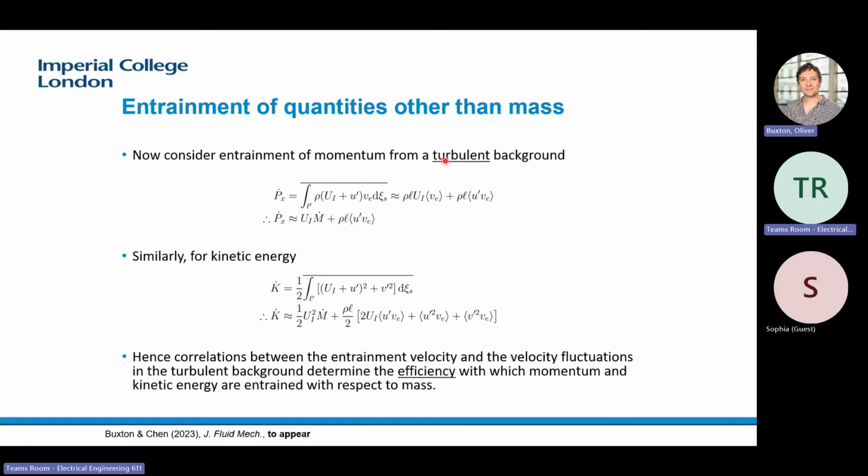However, when I have a turbulent background, this is not the case, because I might, in general, have correlations between the velocity fluctuations in the background and the entrainment velocity. And if these correlations exist, then the direct proportionality between the entrainment rate of momentum and the entrainment rate of mass disappears. The same thing is also true for kinetic energy, where I've now got 3 different correlations which can effectively change the efficiency with which kinetic energy is entrained relative to mass when considering entrainment from a turbulent background.